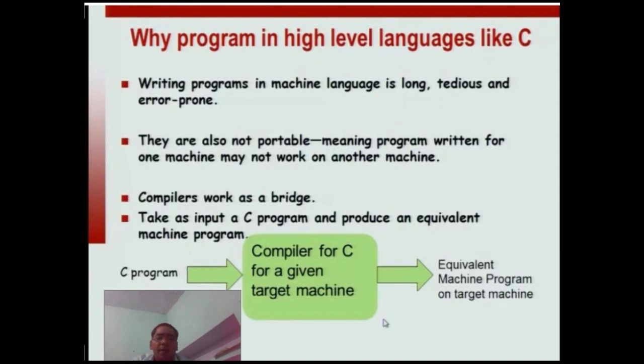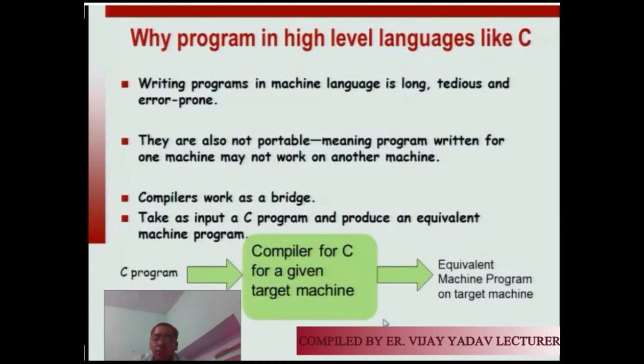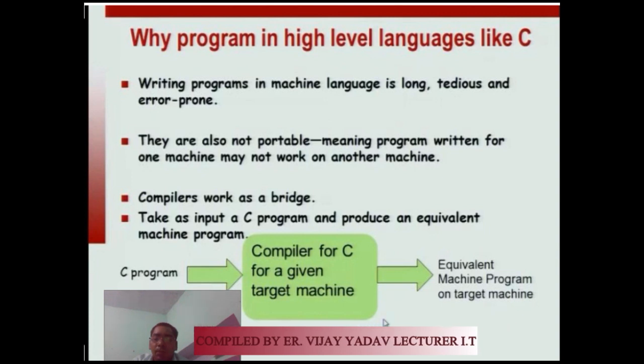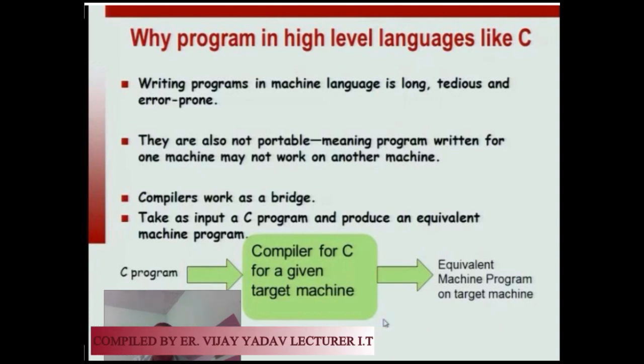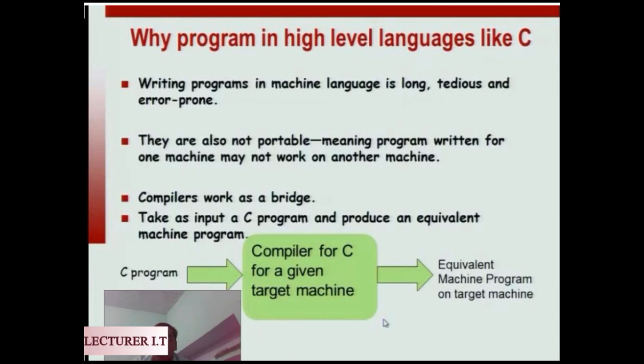So compilers work as a bridge. What they do is take a high level C programming language and translate it into the equivalent machine code. So think of them as a translator. You give the input as a C program to a compiler. The output of the compiler will be the equivalent machine program for whichever machine you want to run it on. So a compiler is a translator which translates to machine code.